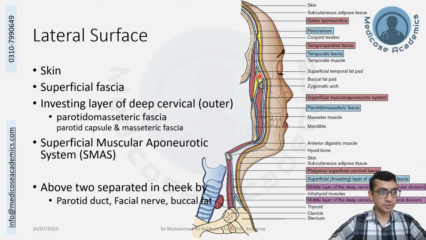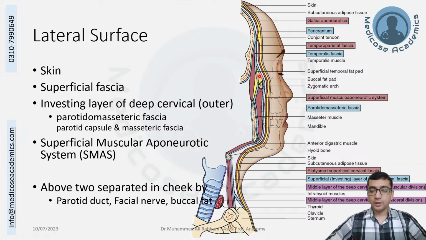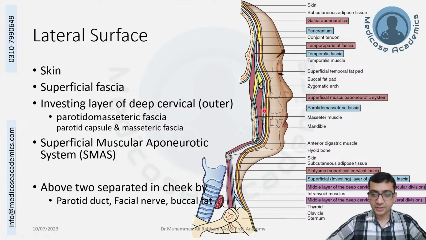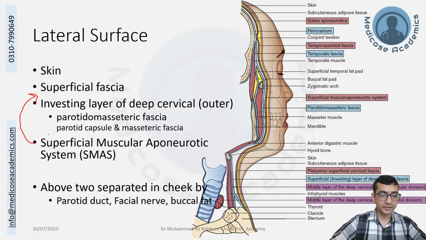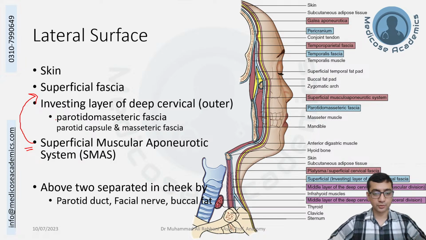Now let's talk about the relations of the parotid gland. On the lateral aspect, the parotid gland is covered by skin, superficial fascia, and the investing layer of deep cervical fascia. Here it is called the parotidomasseteric fascia, divided into the parotid part posteriorly and the masseteric part anteriorly, and actually it should have been at this particular point. And the superficial fascia here is actually the superficial musculo-aponeurotic system that is on top of the deep fascia.